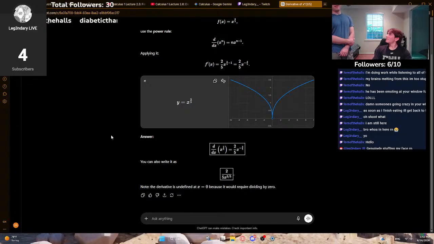2 over 5x to 3/5. All right. So the derivative of x to the 2/5 makes sense. It is 2 over 5 x, and then you extend your line, x to the 3 over 5.